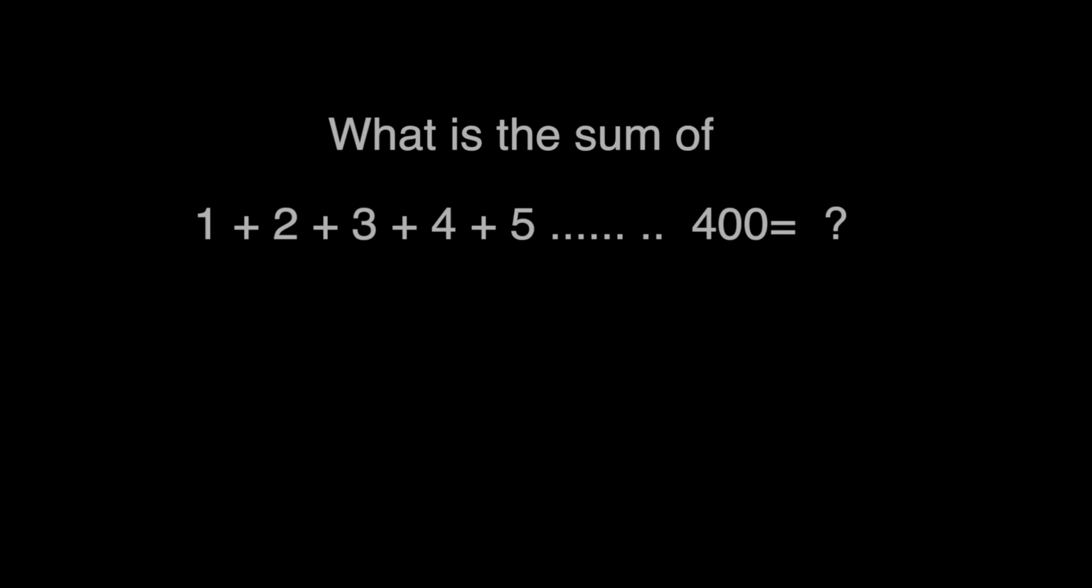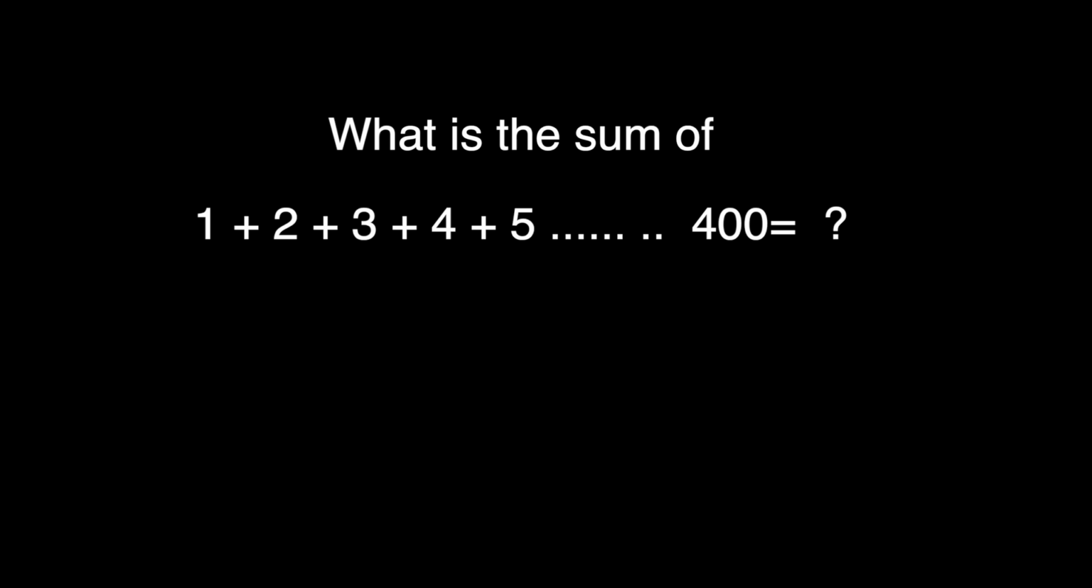Now it's your turn to do this one on your own. Here's a complex one that you should be able to get in about a minute. On your own, just do this one. 1 plus 2 plus 3 plus 4 plus 5 plus 6 plus 7 all the way to 400. I want you to tabulate the sum of all integers between 1 and 400.